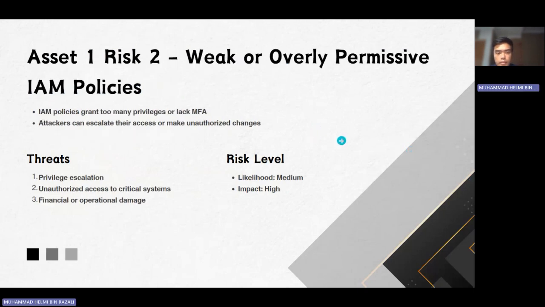And next is asset one, risk two, which is weak or overly permissive IAM policies. IAM stands for Identity and Access Management. If these policies grant too many privileges, or if there is no multi-factor authentication, attackers could escalate their access or make unauthorized changes. Here the likelihood is medium, but the impact is high. Threats include privilege escalation, unauthorized access to critical systems, and even financial or operational damage.